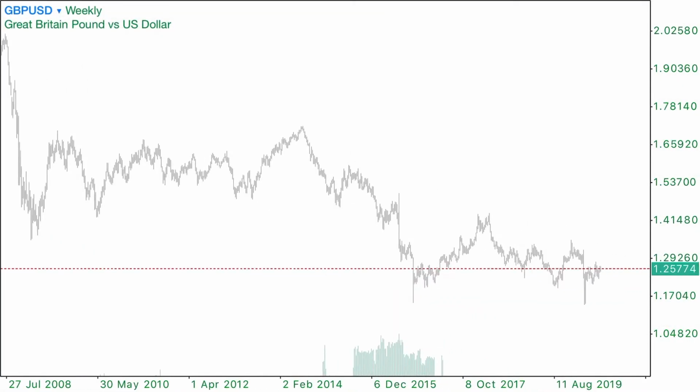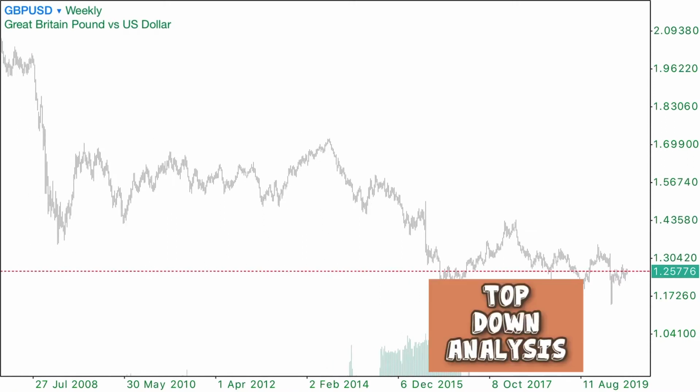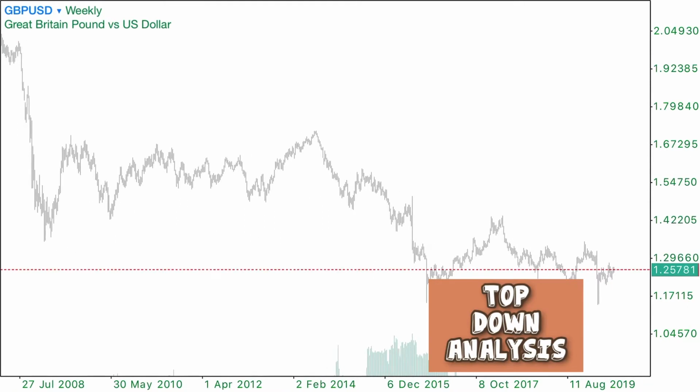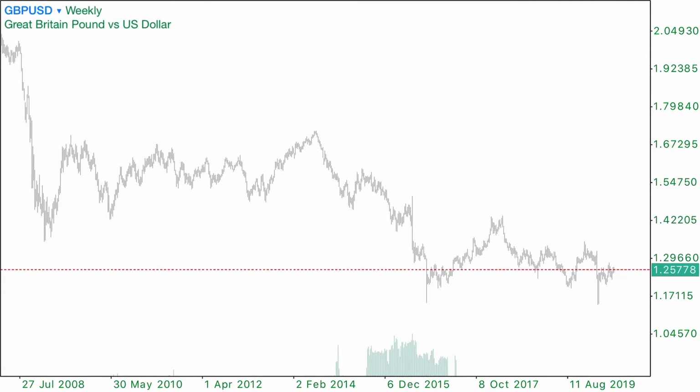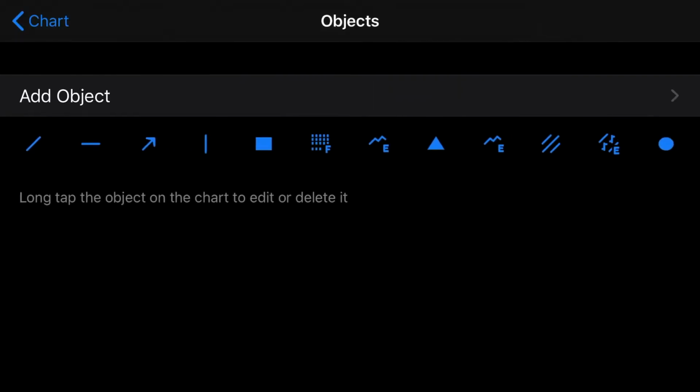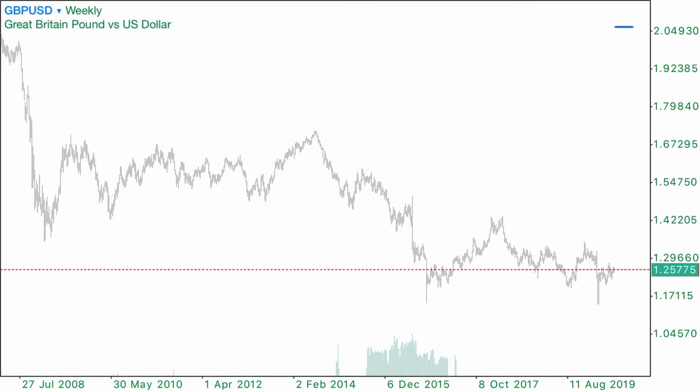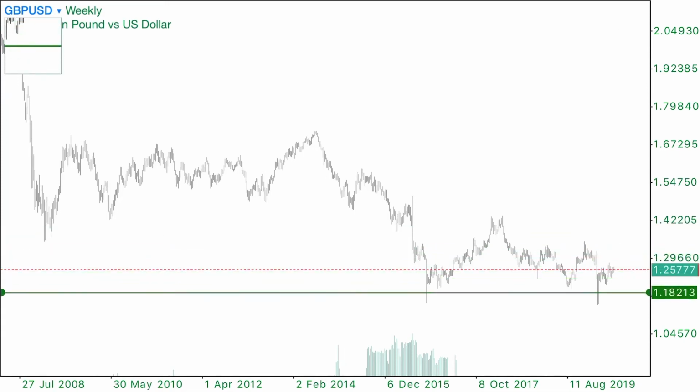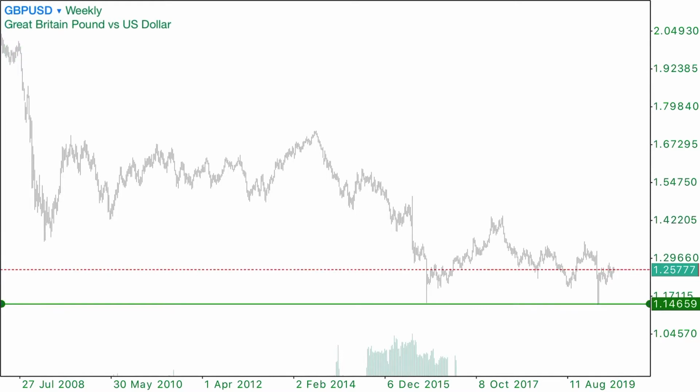So what we will do initially, if you want to make any entry, first of all do a top down analysis. And what's top down analysis? Top down analysis is looking at the bigger time frame, looking at what's going on there, and scaling it down to the smaller time frame or your entry time frame. So first we look for our support and resistance zones. Note that support and resistance are zones and not exact lines.